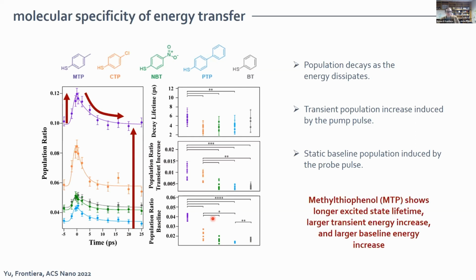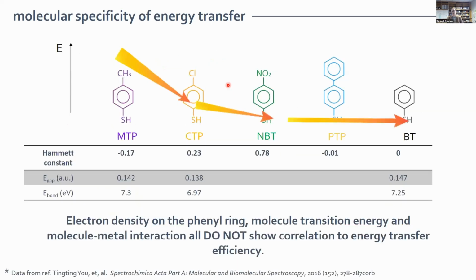Okay, so the only thing that's different across these series is this para substitution, and we're able to pull out very different values for these energy dynamics. Okay, and something is unique about this methylthiophenol, followed by the chlorothiophenol. Okay, so as chemists, we wanted to think about, what are the chemical properties of these systems that control this energy transfer? And when we started this project, I thought that this would be dictated by what's known as the Hammett constant, or essentially how electron donating or withdrawing these substituents are relative to this benzene thiol ring.